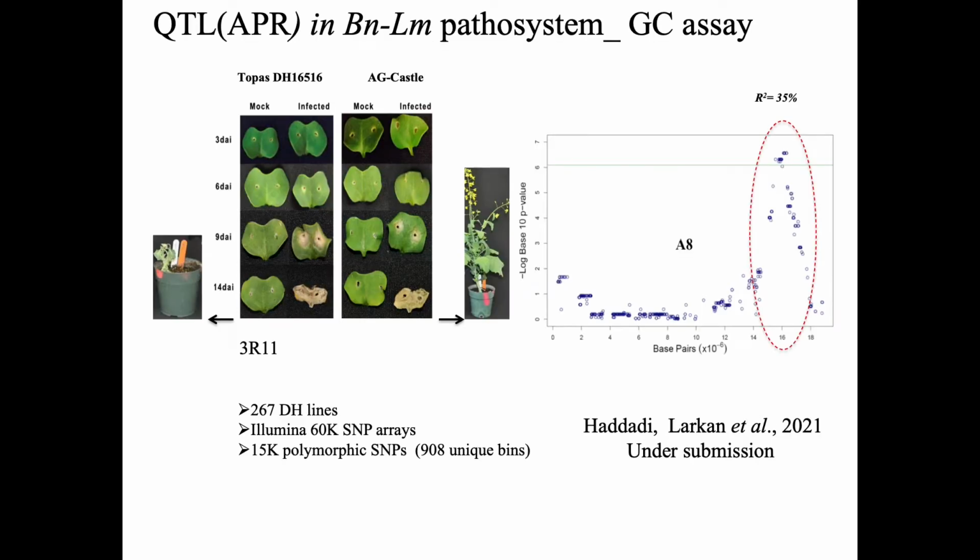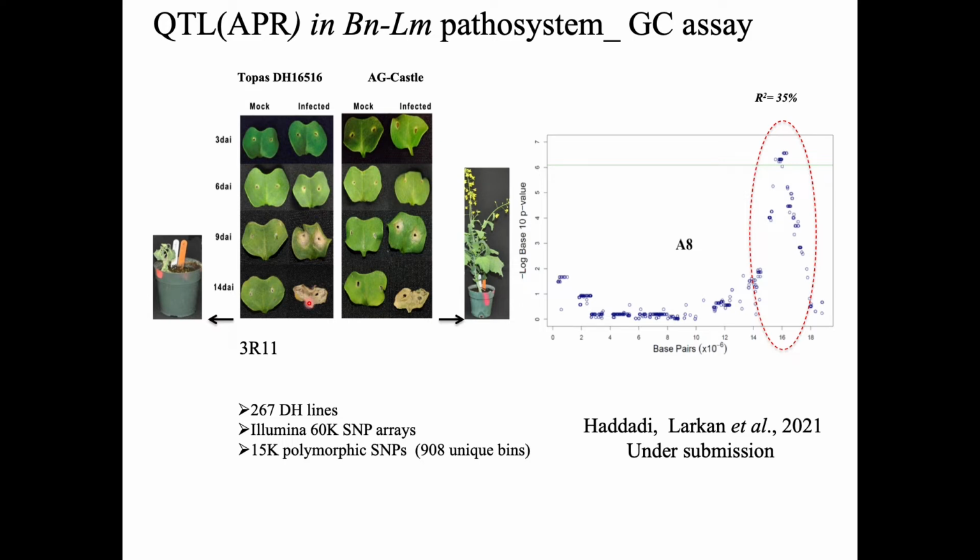To test our approach, first of all, we used the Castle resistant parent and the Topaz susceptible parent to see how they respond. We use isolate 3R11 that is devoid of the majority of the ABR genes, so it does not induce a response at the cotyledon stage. As you see, 3R11 does not trigger any specific resistance on Castle. We see development of lesion and total collapse of the cotyledon. And obviously Topaz, which is susceptible and has no R gene and no QTL, shows the same phenotype.